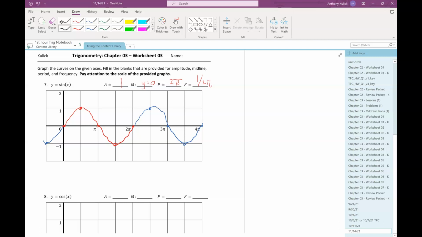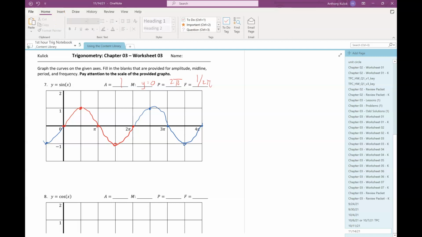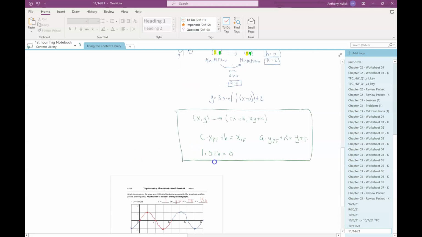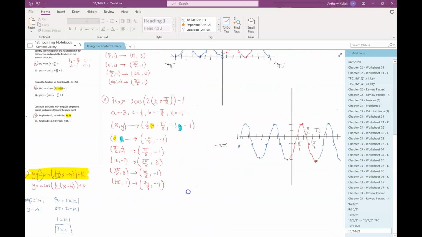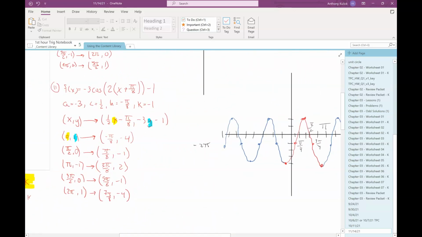Landon? Could you go back to the question I asked earlier? I think it was on just the regular questions, number 11. I went back and looked at how you got all the X and Y's. Could you explain again how you did that? Sure.